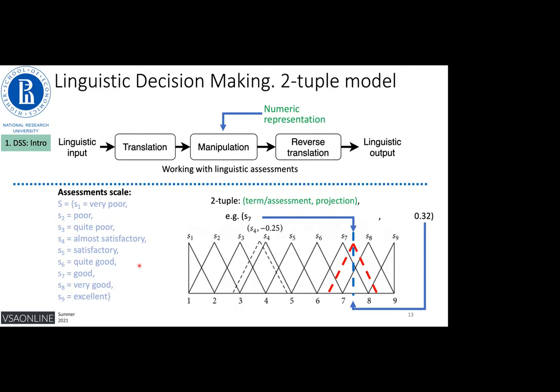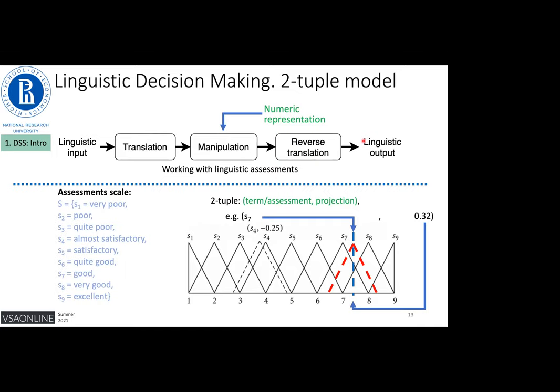And the family of approaches here is called linguistic decision making, where we translate the linguistic assessment of an expert to the scale with a triangular membership function, and then after performing some manipulation with these assessments, we can always get the linguistic output. So the thing here is that we provide linguistic assessments, like on the previous slide, good, quite good. Then we perform some manipulation, and as a result of this manipulation, we again get the linguistic information.